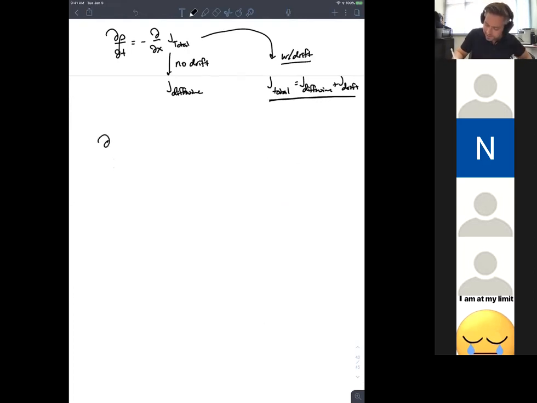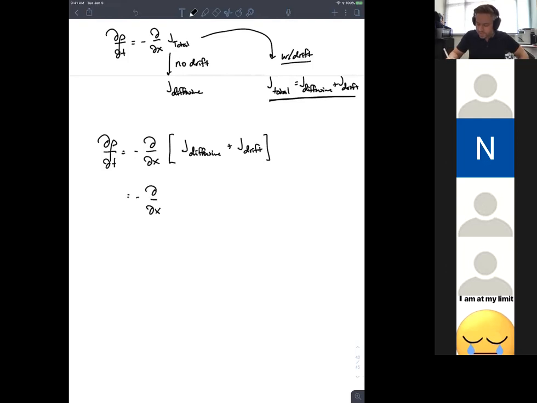So in other words, I get that d rho dt is equal to the negative derivative with respect to space of my diffusive flux plus my drift flux. And so my diffusive flux, as we showed earlier, is minus D d rho dx. And my drift flux is rho F gamma.